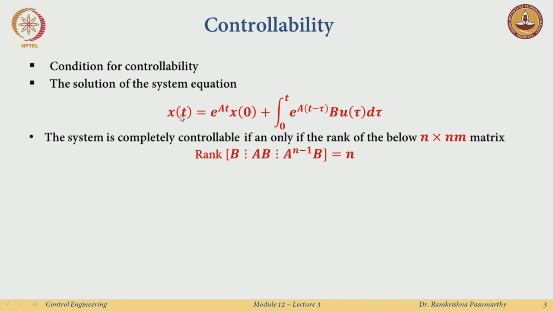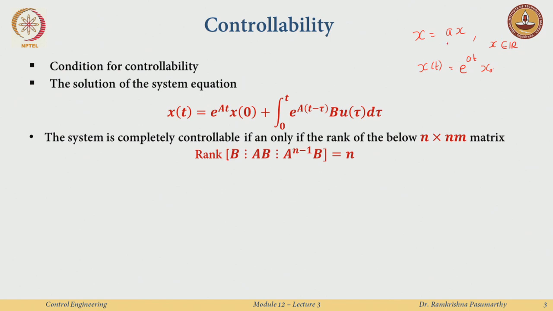The solution to this differential equation would look like this. I have e power At. Let us not really worry about how the exponential of a matrix looks like, that is a very detailed topic by itself. But this is a crude way of looking at it: if I have a scalar differential equation x dot equal to small a x, where x is just a one dimensional vector in R, then the solution is x of t is e power at x naught.